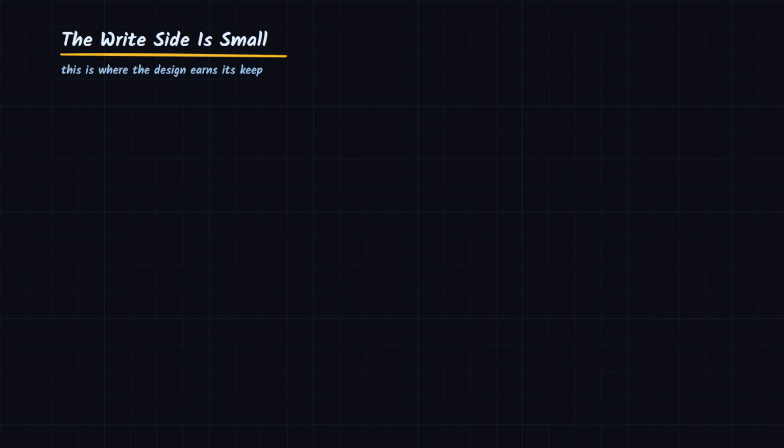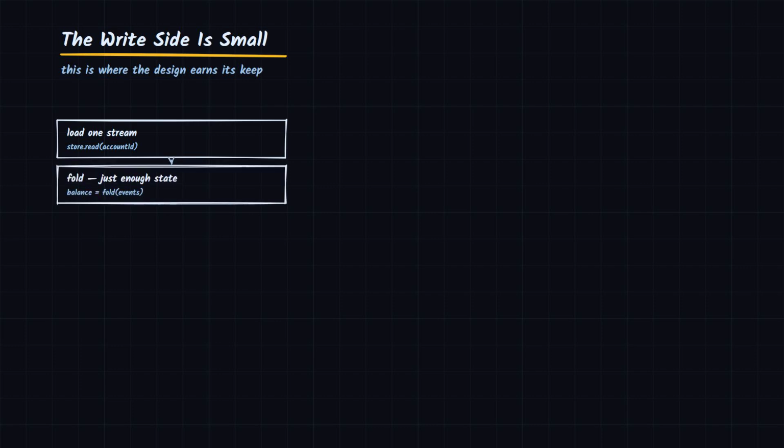Look at how small the write side gets, because this is where the design earns its keep. To handle a command, you load one stream, fold it into just enough state to make a decision, check the rule, and append. That is it. There is no join, there is no report, there is no other account involved.